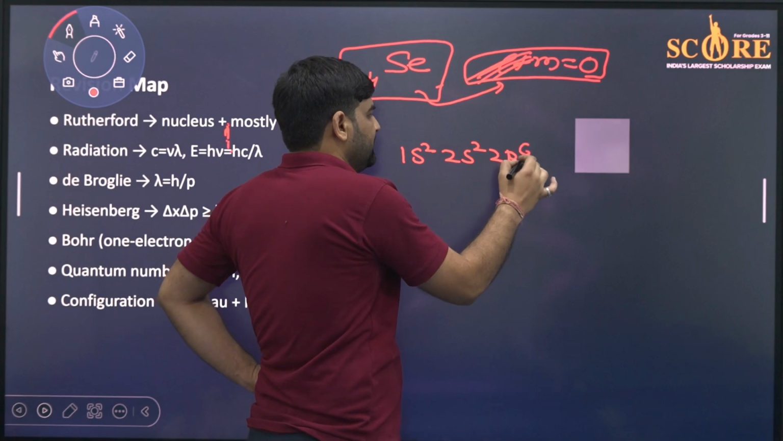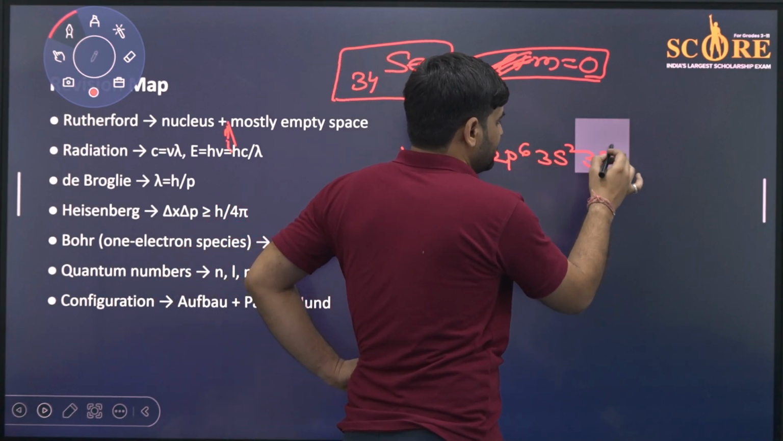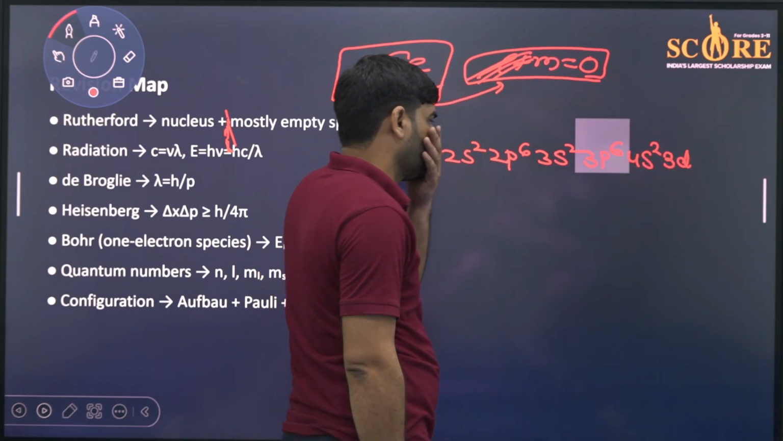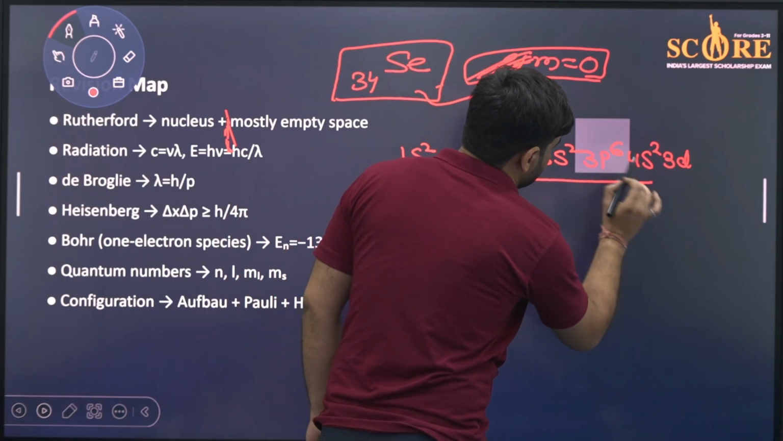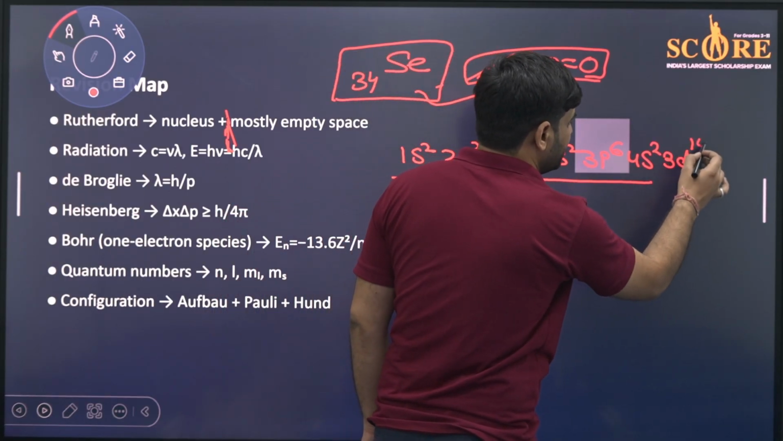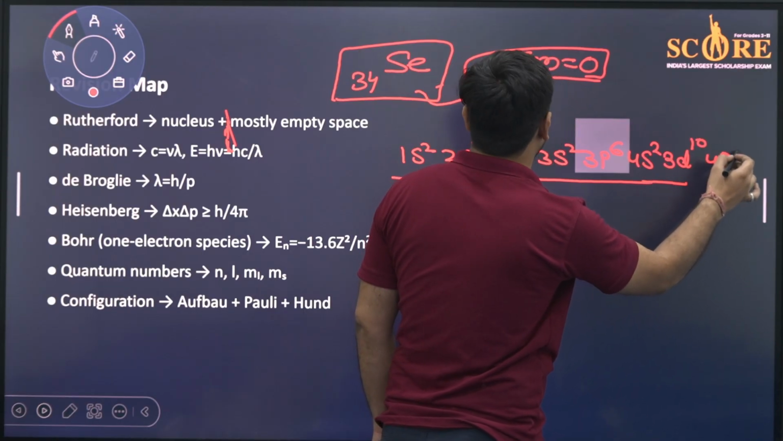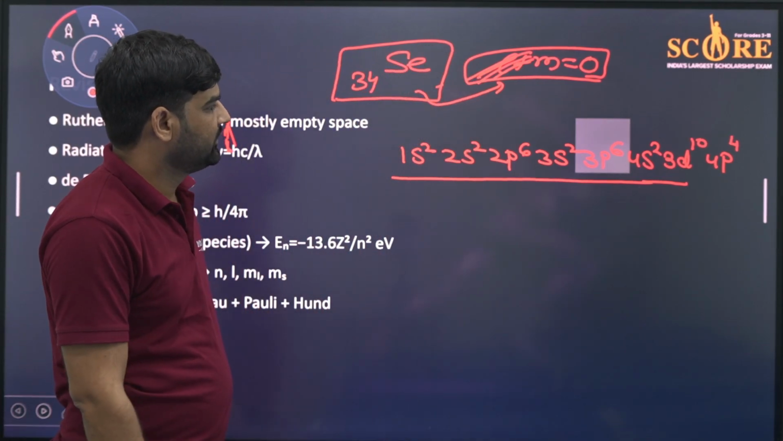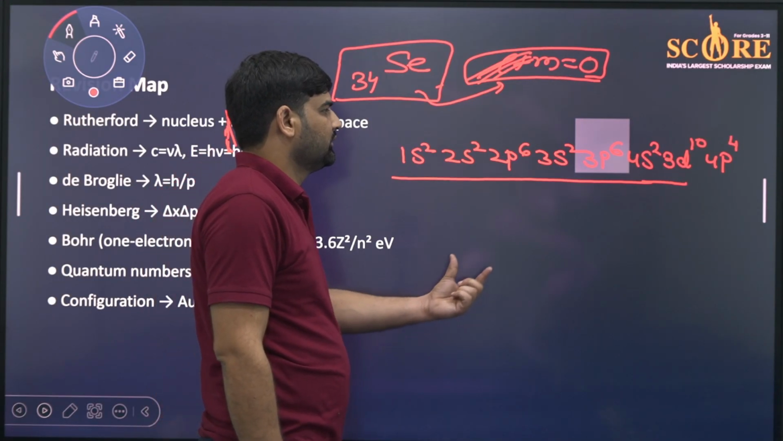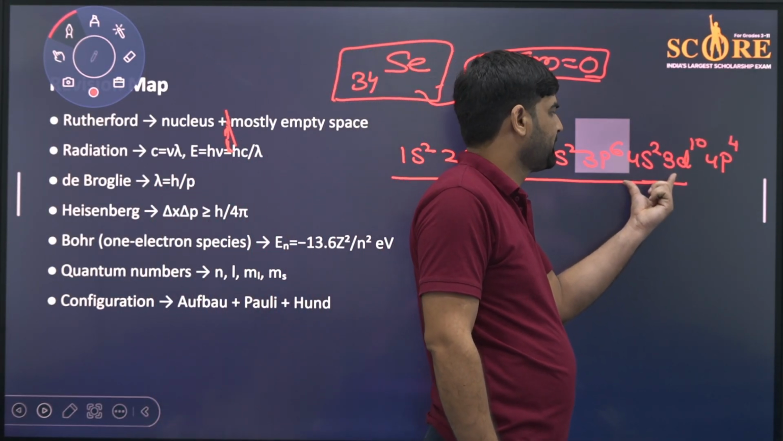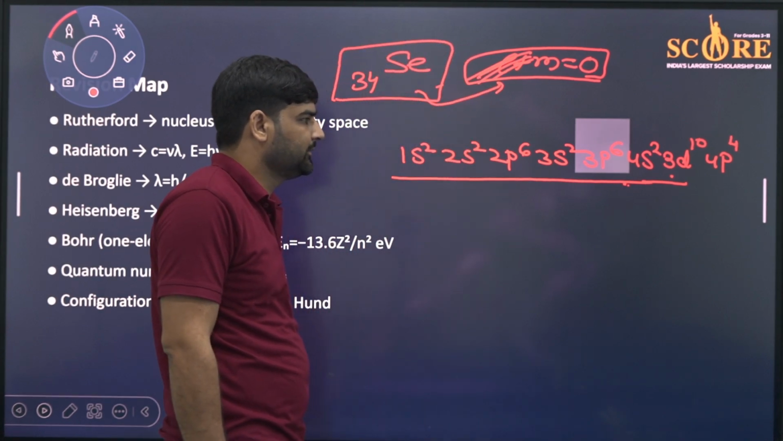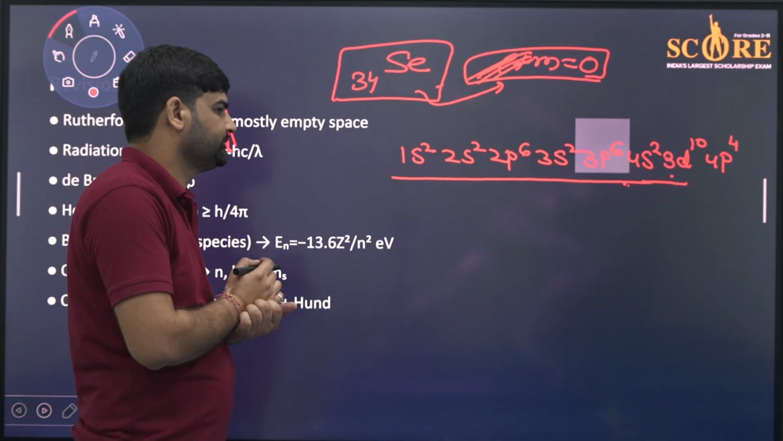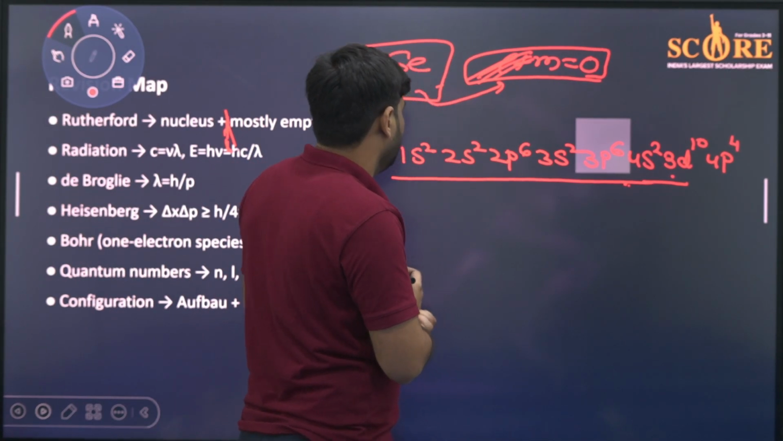So what is the selenium configuration? 1s2, 2s2, 2p6, 3s2, 3p6, 4s2, 3d10 and 4p4. This is 30 electrons filled till here, and the remaining are this 4p4. So M will be 0.